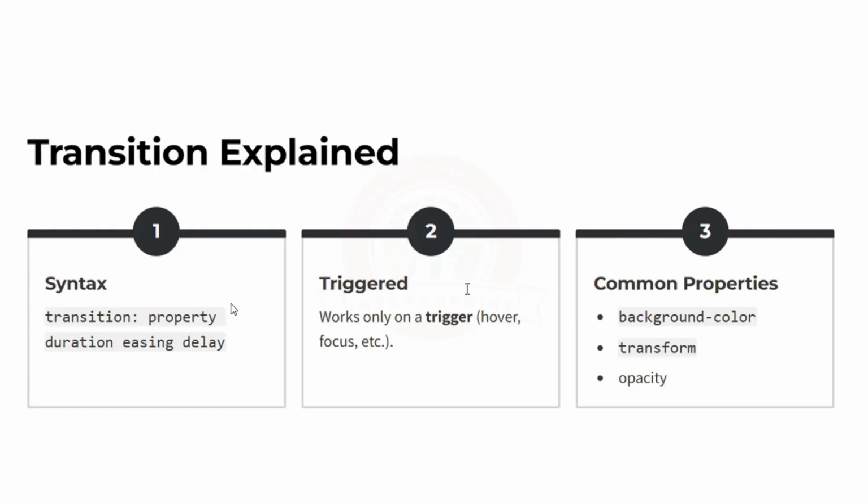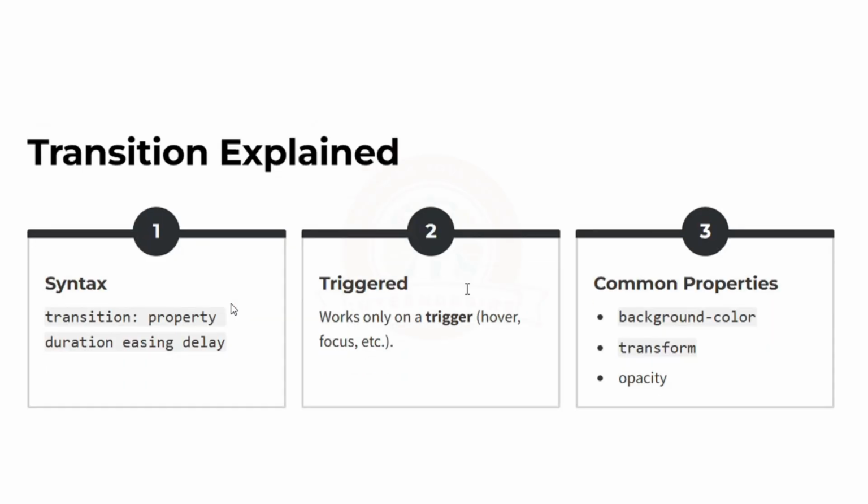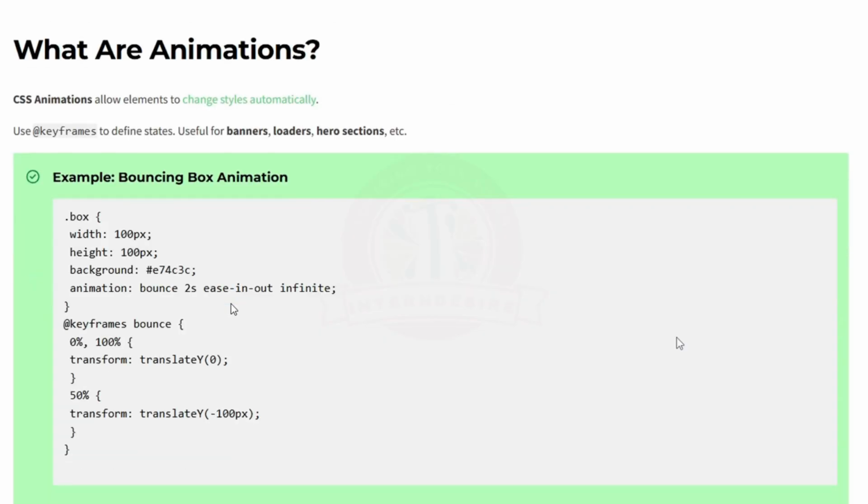So the syntax is transition, property, duration, easing, and delay. Like here we have transition background color, then a 0.4 second time, and then ease or delay. So it is triggered and works only on a trigger like hover, focus, etc. And common properties are background color, transform, and opacity.